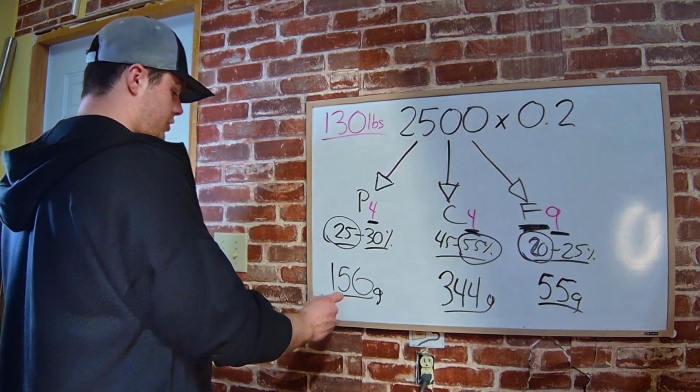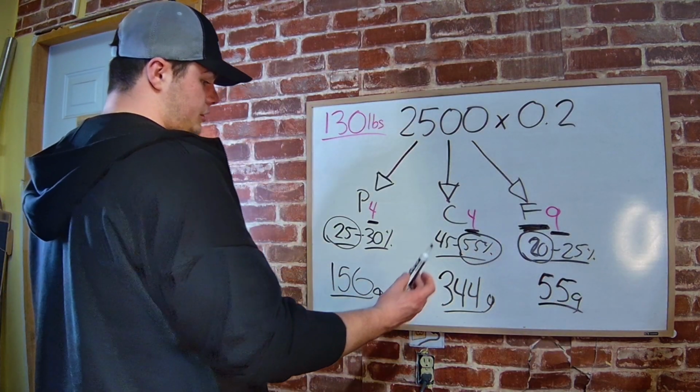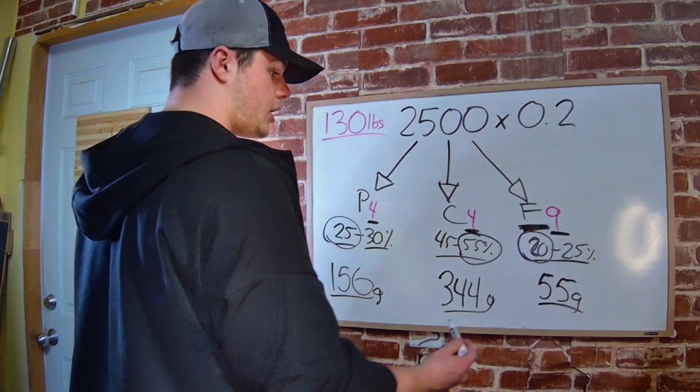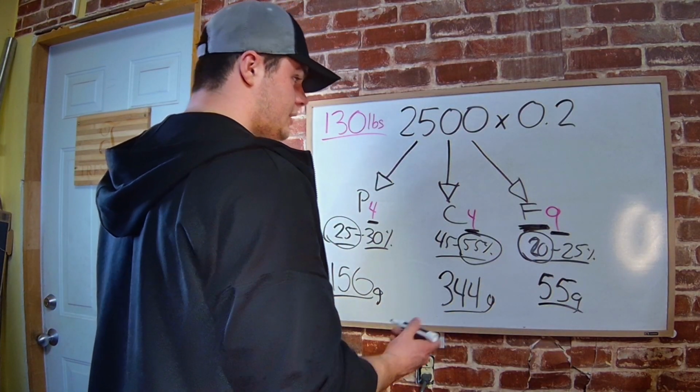Ta-da! Those are our macros. 156 grams of protein per day, 344 grams of carbs, 55 grams of fat.